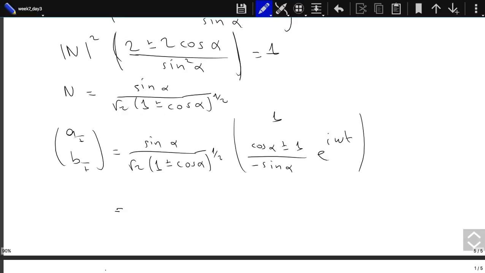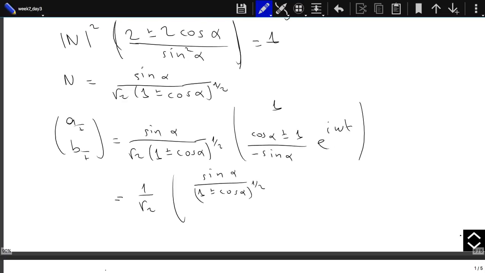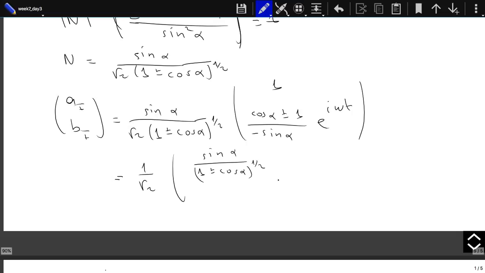So this is equal to 1 over the square root of 2, sine alpha divided by (1 plus or minus cosine alpha) to the power 1/2, and in the numerator the signs just cancel, and I have the square root of 2 outside.